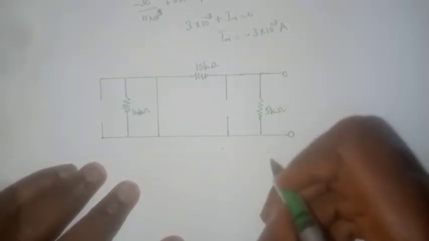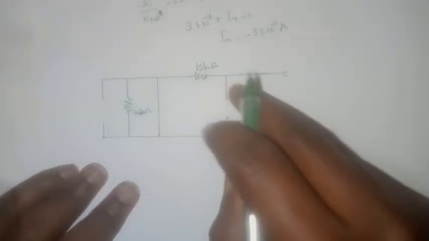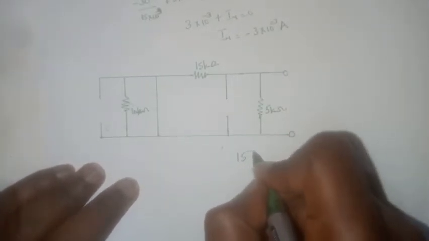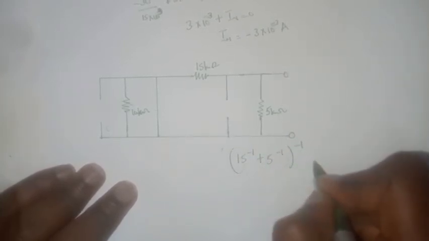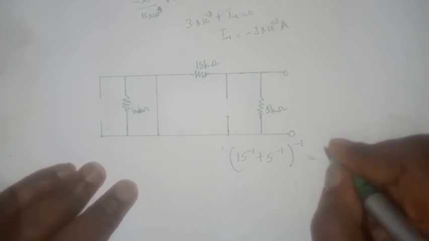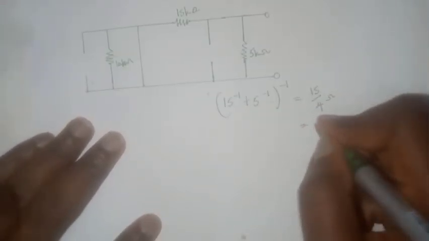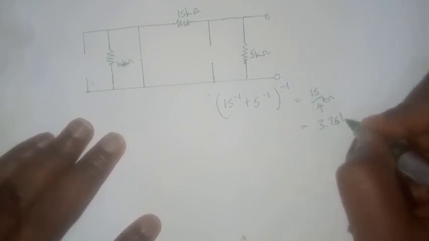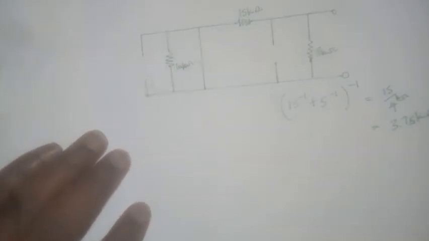Now, what we just have to do is to resolve these resistors into one resistor. Now, these two are in parallel with one another, so they cancel each other out, and with that we'll be left with two resistors that are in parallel with one another. So we can easily say that (15 raised to the power minus 1 plus 5 raised to the power minus 1) all raised to the power minus 1, and that should give you 15 over 4 kilo ohms, which should amount to 3.75 kilo ohms. And we can then proceed to drawing our Thevenin Norton equivalent circuit.